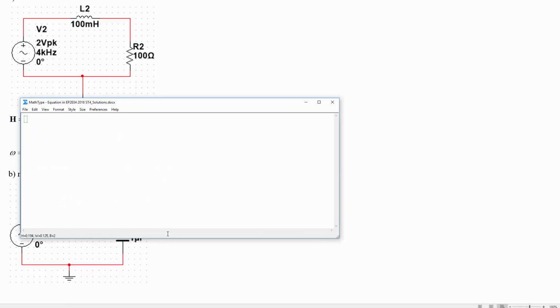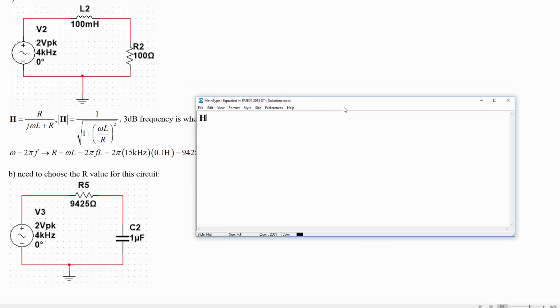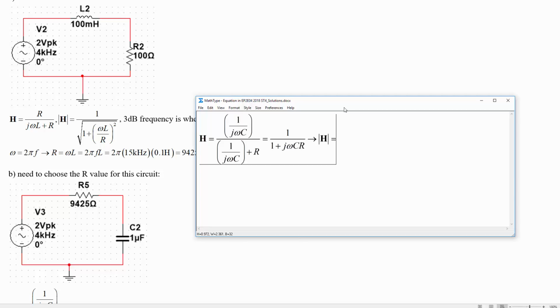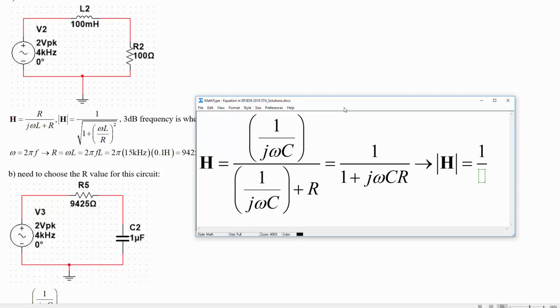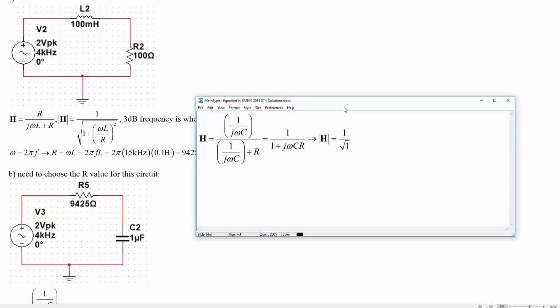Similar to the first time, we've got the transfer function from a voltage divider, which is going to be ZC, so 1 over j omega C over 1 over j omega C plus R. After simplifying, that's 1 over 1 plus j omega C times R. So this tells you that the magnitude of the transfer function is going to be equal to 1 over root 1 plus omega C R squared.